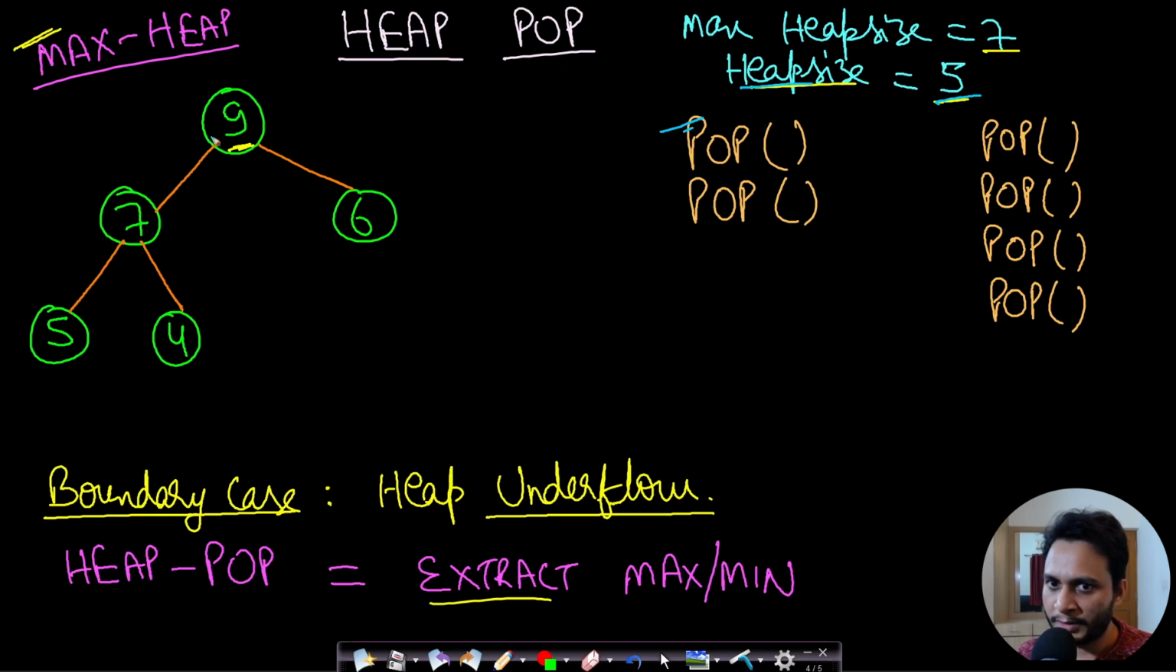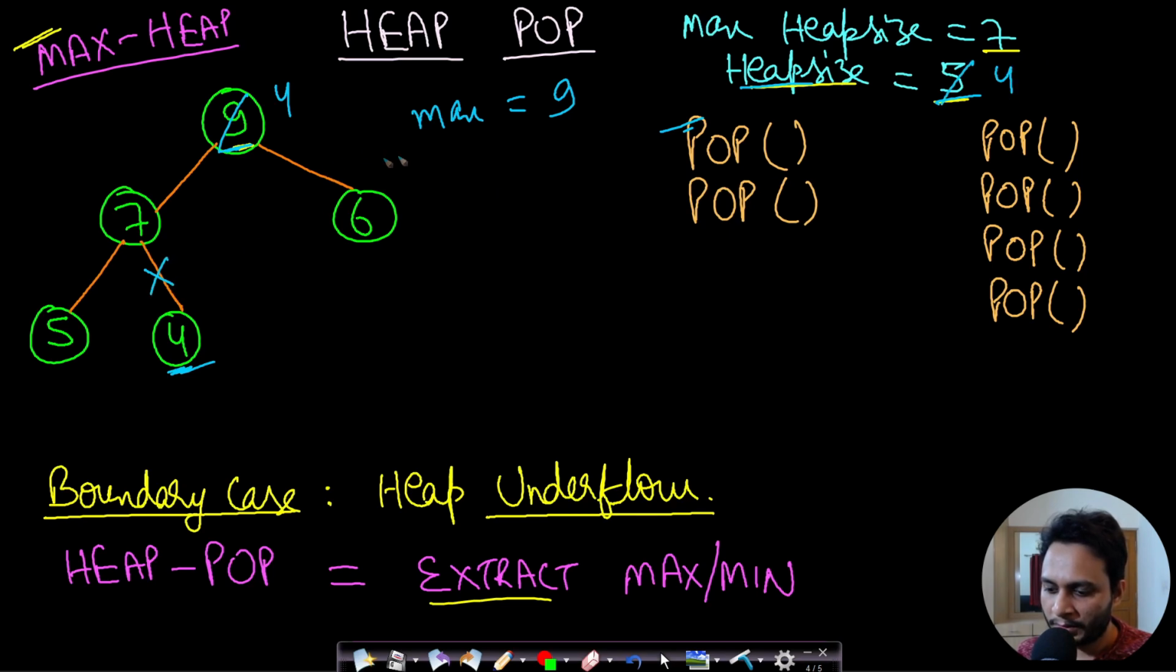Now what we will do is save this root element somewhere. Since this is a max heap, we will take a max variable, and this will be storing the value 9. So this is the first step: save the root. Once you have saved it, copy the last element to the root. So this will become 4 now, right? And once you have done this, you want to decrease the heap size. So this link will be gone and your heap size will be 4.